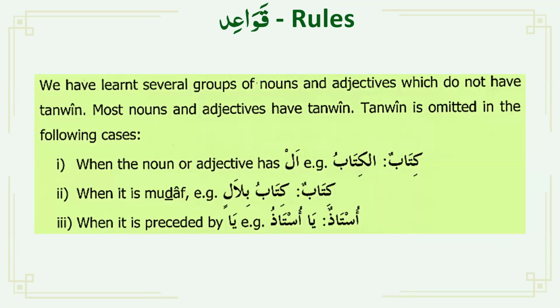So we have learned several groups of nouns and adjectives which do not have the tanween. Most nouns and adjectives have a tanween. Tanween is omitted in the following cases. When the noun or adjective has al, whenever you add the word. So let me make it easy actually. What is the normal form of an Arabic word or a noun? What do you call that? The normal form of Arabic noun. What is that word called?